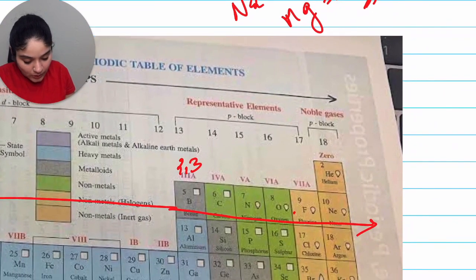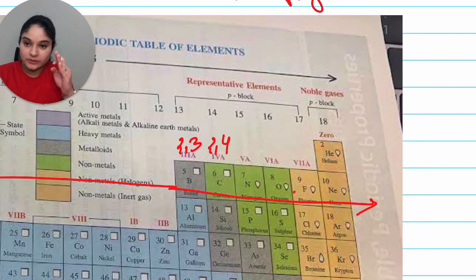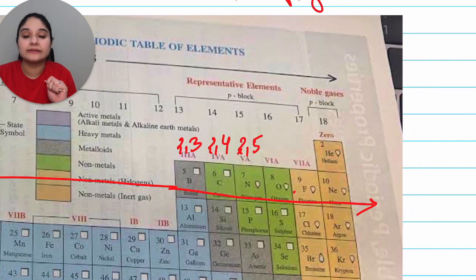Correct? So after 3, what do you have here? 2, 3. This becomes 2, 4. So increases, then decreases. Now let's focus on this. So now you have 7. So 7 would be 2, 5. Number of valence electrons is 5, but what is the valency? Valency is 3 because to reach up 8, it will accept 3 electrons, right? So the valency would be 3.